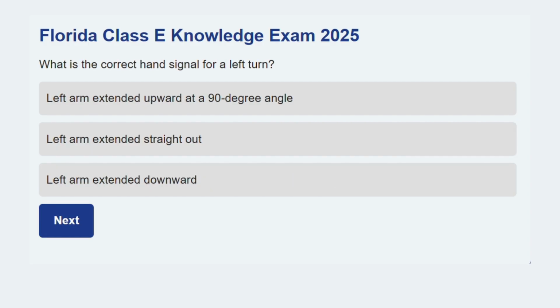What is the correct hand signal for a left turn? Left arm extended straight out. This is the standard manual signal for a left turn.